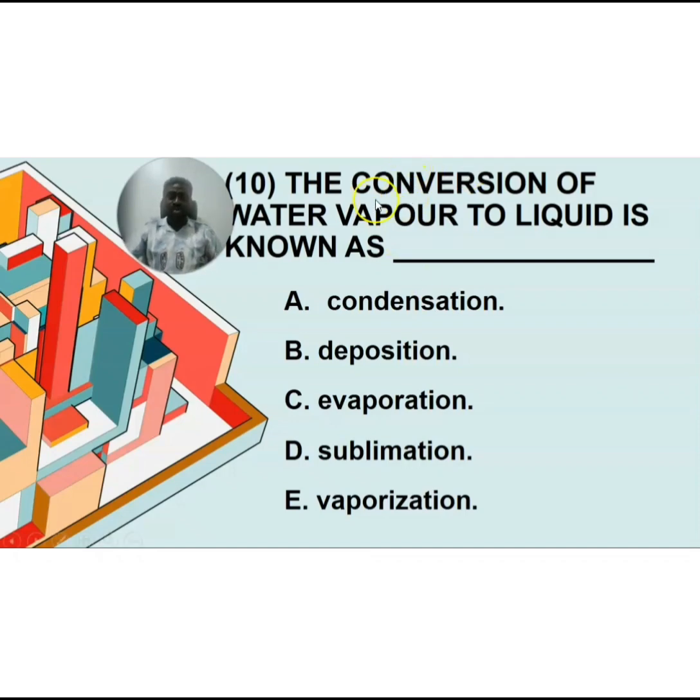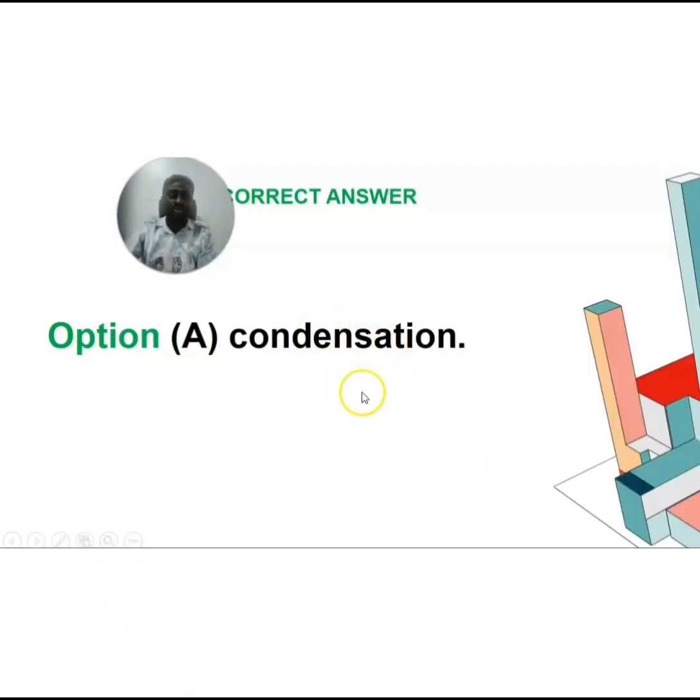Recall, water vapor is in gaseous form. So when gaseous substances are converted back to their liquid form, what do you call it? Is it condensation, deposition, evaporation, sublimation, or vaporization? So I believe you already have the correct answer stated in your biology notes. The correct answer is option A, condensation, and that forms part of the water cycle.